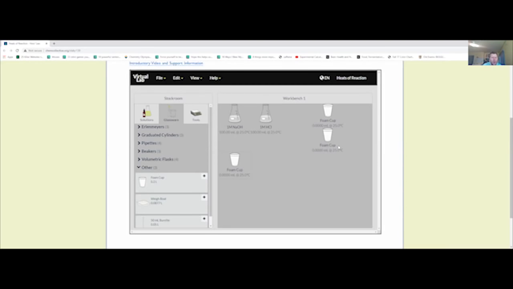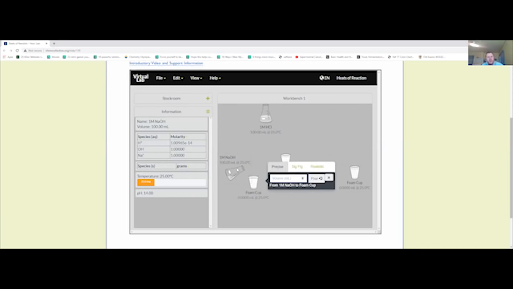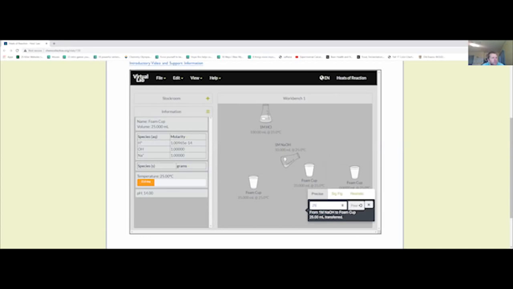Now with these foam cups, I got a little bit going on. In each of these 3 foam cups, I'm told to transfer 25 milliliters of sodium hydroxide. Okay, so I've got 25 mils, and I'm going to go ahead and label these. You don't have to label them, but just for the demonstration and the discussion, I want to go ahead and label them.